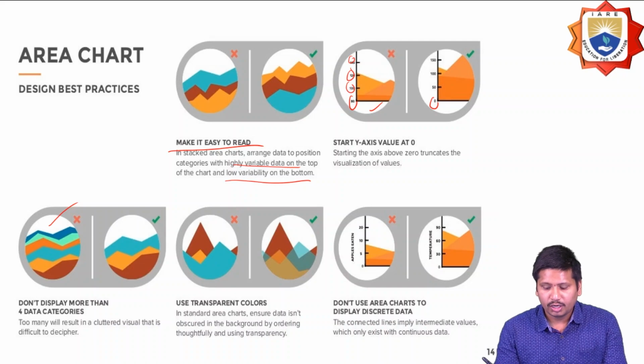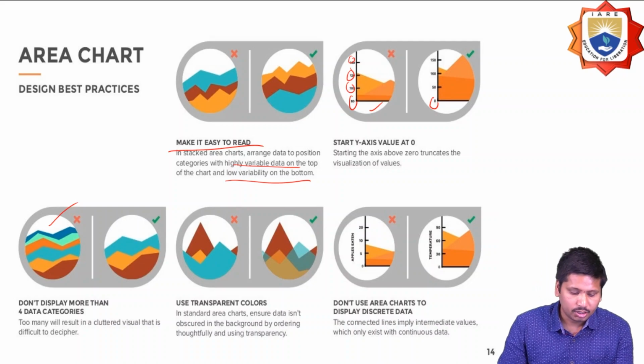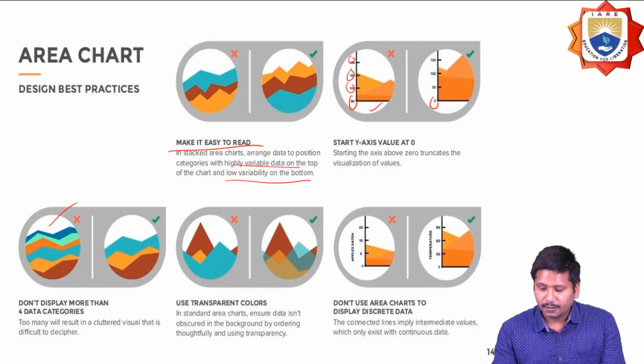Use only transparent colors, as in standard area charts. Ensure that the data is not obscured in the background, by ordering thoughtfully and using transparency. And don't use the area chart to display discrete data. The data shown in an area chart should be continuous, not discrete.